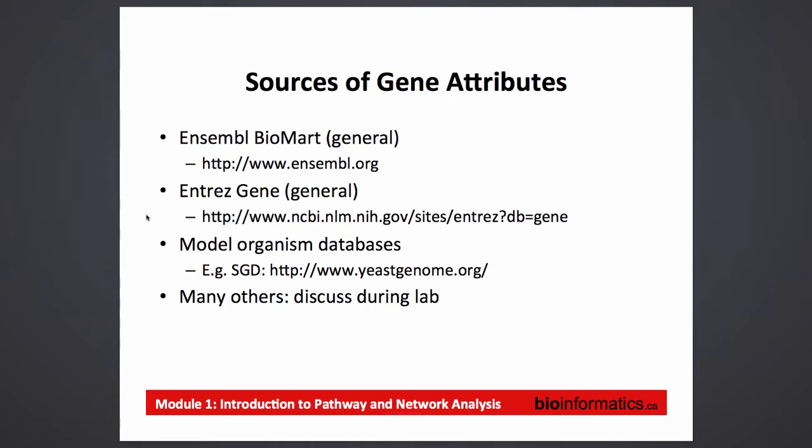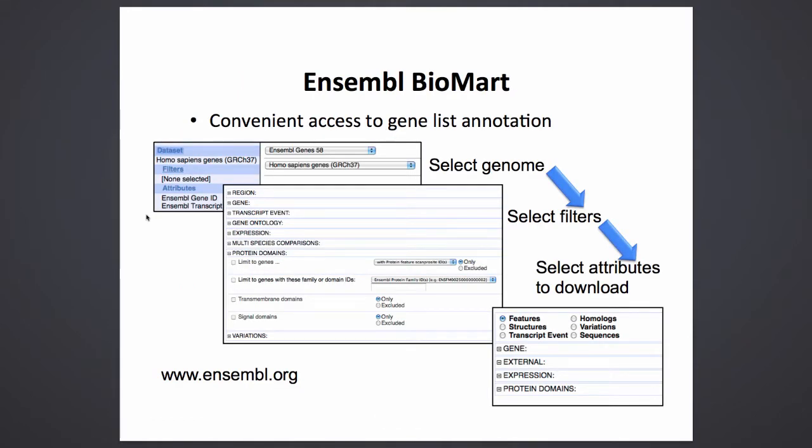Some ways of deriving these attributes: Ensembl BioMart is a really convenient way of extracting information from Ensembl. You can get similar types of features from Entrez Gene. And if you're looking at a particular model organism, you may find that the model organism database is your best source of knowledge.